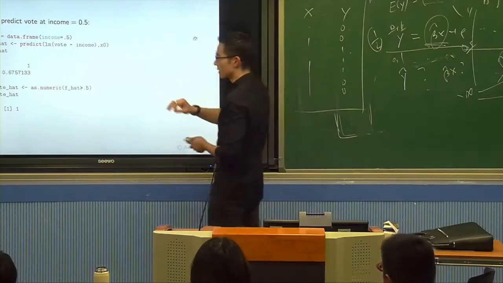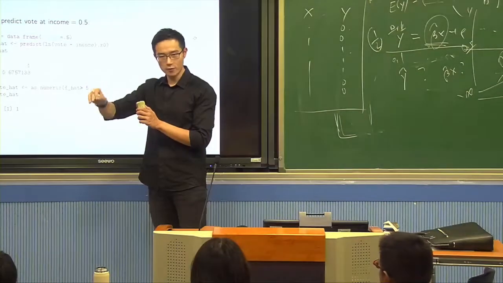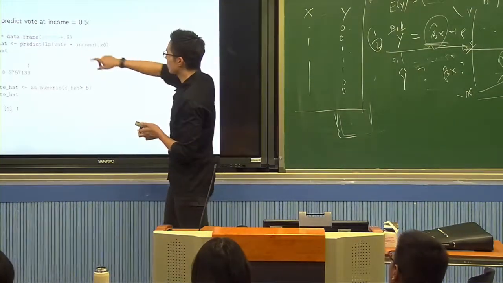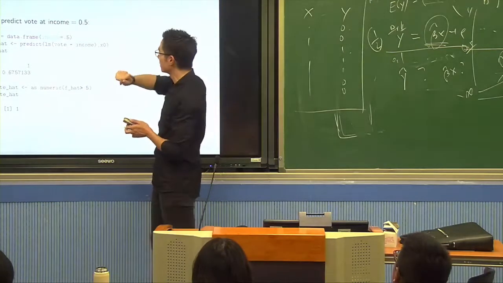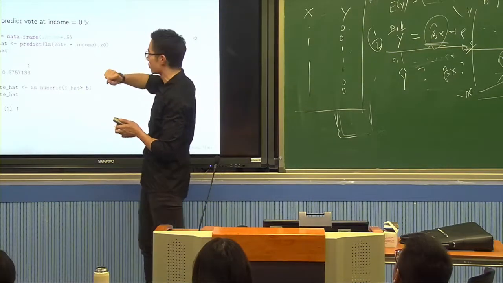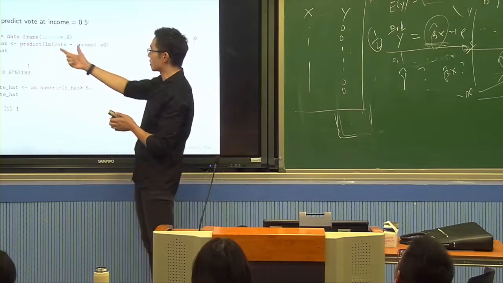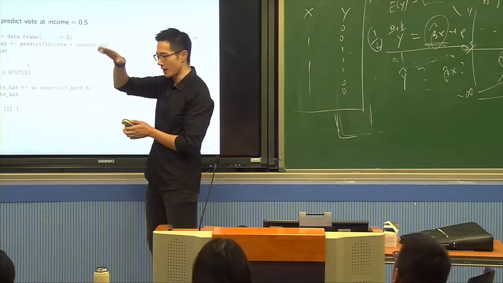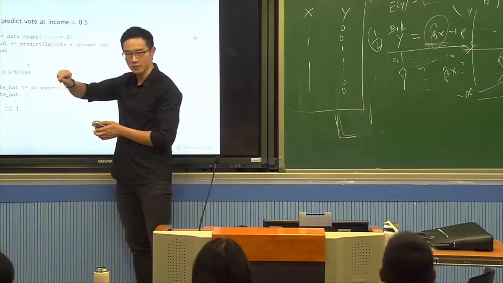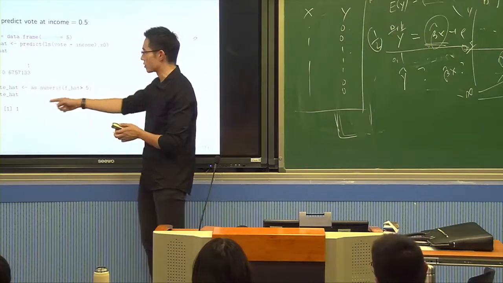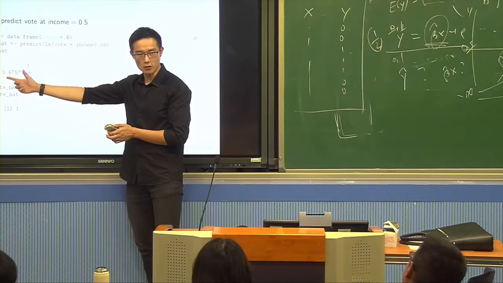Now, in order to make a prediction of whether a person is voting or not, suppose I want to predict whether the person at an income of 0.5, the median income level, will vote or not. I will just generate a prediction of x beta hat, which has this value. If x beta hat is 0.67, then I will predict this person will vote because it's larger than 0.5.